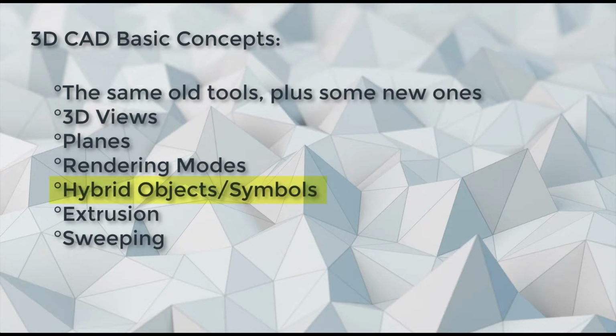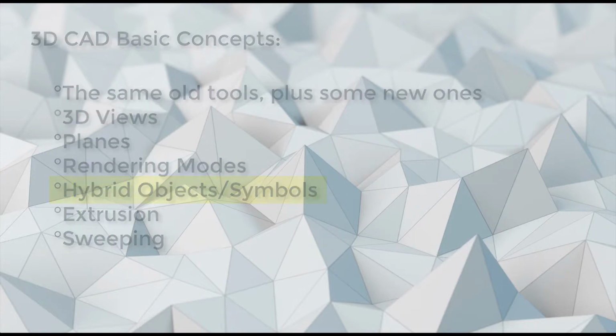Okay, next we're going to talk about hybrid objects and symbols, and this is where our top plan view comes in. One of the reasons that Vectorworks was adopted quite early by the entertainment industry, and particularly by the lighting industry, is because it was one of the first programs to present this idea of hybrid objects, which essentially means that an object can have both 2D information and 3D information contained in the same object.